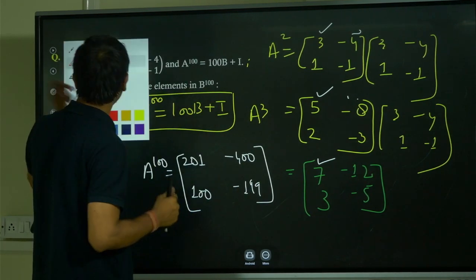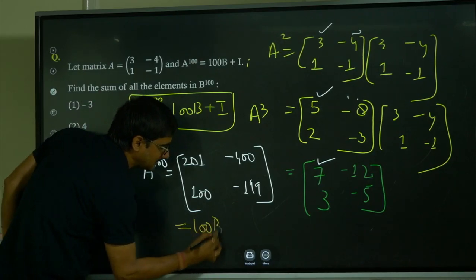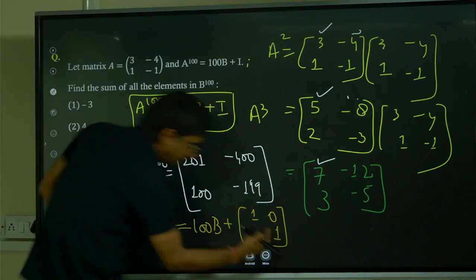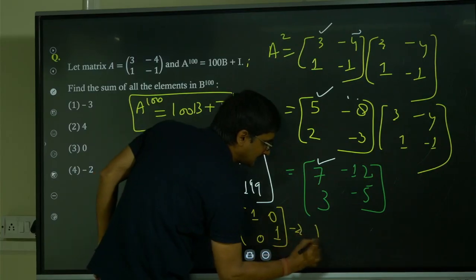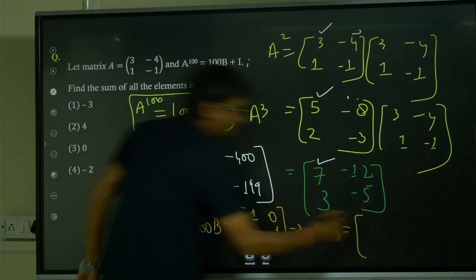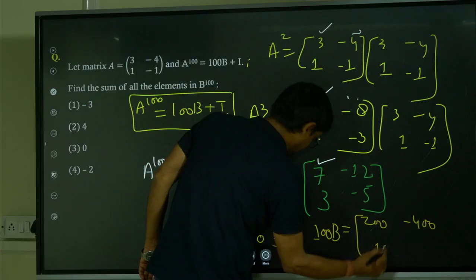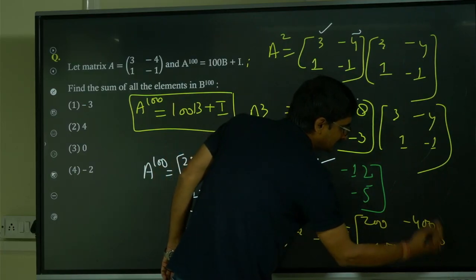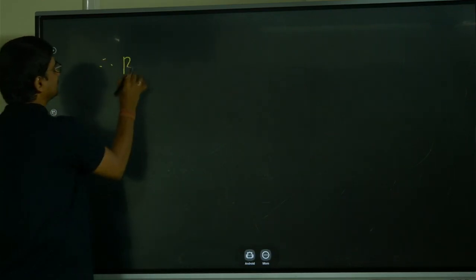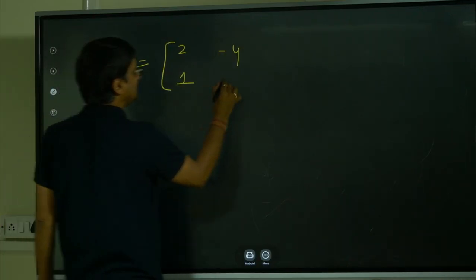Now this is equal to 100B plus I. Now this is equal to 100 times B plus the identity matrix 1 0 0 1. So if I bring it to this side, we get 100 times B. So 1 gets cancelled, it's 200, minus 400, 100, minus 200. Nice, great. So divide by 100, therefore matrix B is nothing but 2, minus 4, 1 and minus 2.